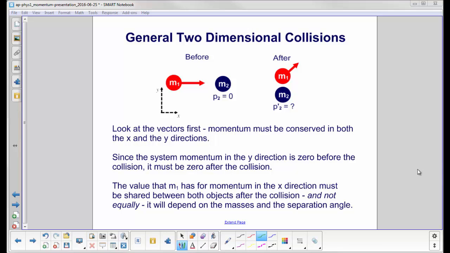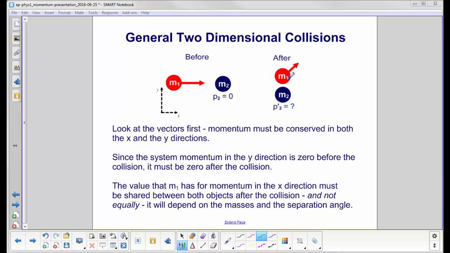We know that momentum must be conserved in both the x and the y directions. Initially, there is 0 momentum in the y direction. We just have mass 1 moving in the x direction. So therefore, the final momentum in the y direction must also be 0. The momentum that m1 has in the beginning will then be shared between the 2 masses after the collision. It will not be shared equally. It will depend on the masses and also the separation angle.